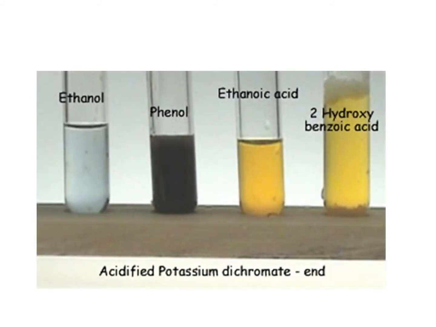The test result for ethanol: a little green color. For phenol, for ethanoic acid, what is ethanoic acid? It's acetic acid. And for 2-hydroxybenzoic acid, these are negative results. These are positive results.